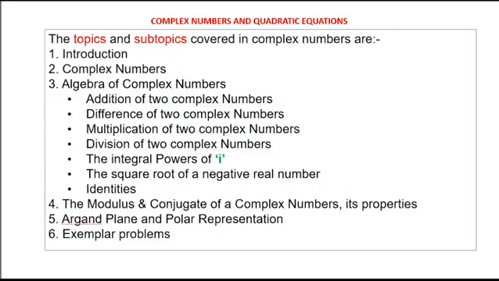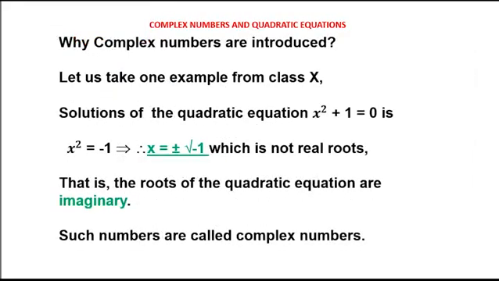So in this topic, complex numbers and quadratic equations, the subtopics covered are: introduction to the topic, complex numbers, algebra of complex numbers, in that addition, subtraction, multiplication, division and integral powers of i, the square root of a negative real number, and identities. Then the fourth one, modulus and conjugate of a complex number and its properties. Then the fifth one, argument and polar representation. Last, exemplar questions.